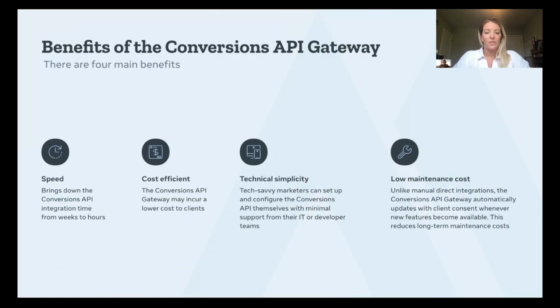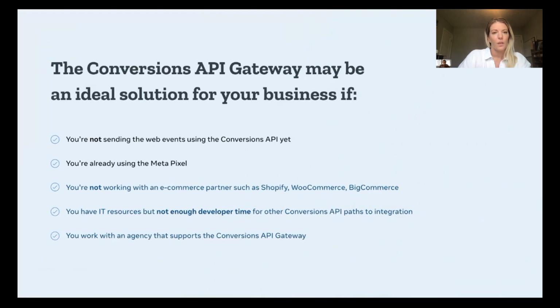So with just a little bit of technical knowledge, you can set up and configure the Conversions API yourself. Minimal support needed from your IT or developer teams. This is really a do-it-yourself type of solution. And then as a bonus, low maintenance cost. So unlike the manual direct integrations, the Conversions API Gateway can auto-update with consent whenever new features become available. So that really reduces your long-term maintenance cost of the integration.